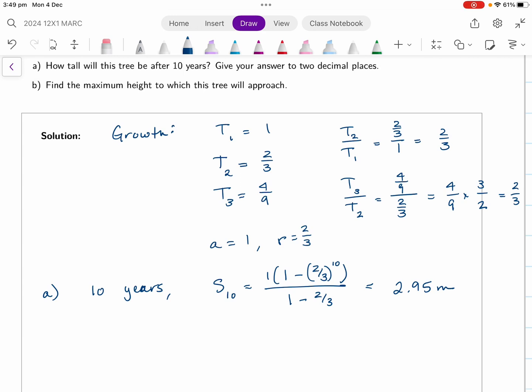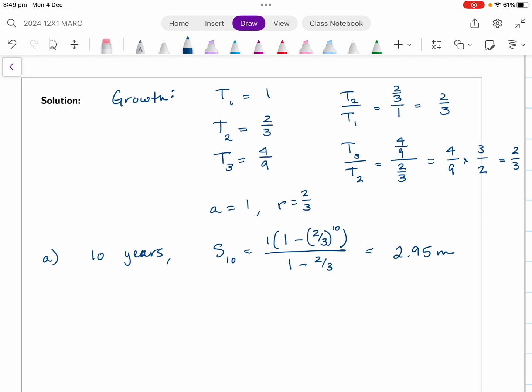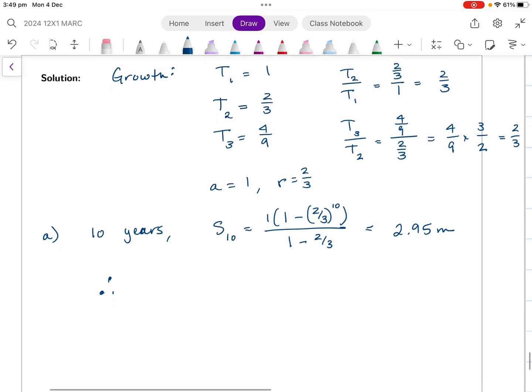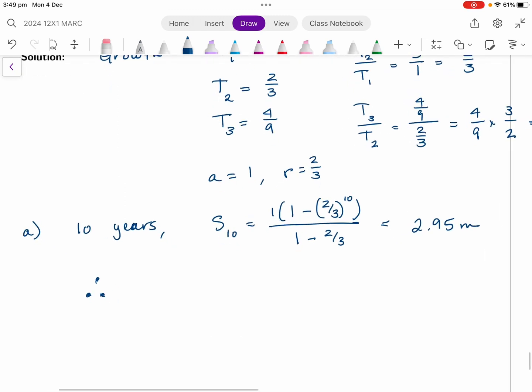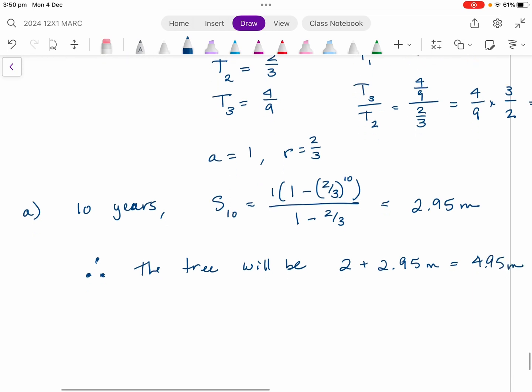So it's going to grow 2.95 meters in addition to what it started at. So therefore, how tall will this tree be after 10 years? The tree started at 2 and it grew an additional 2.95 meters. So it's going to be 4.95 meters tall.